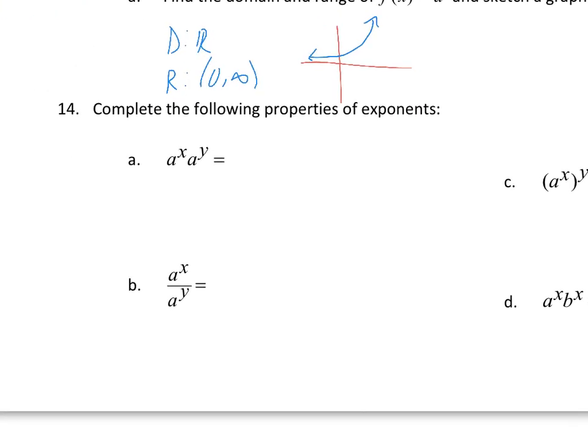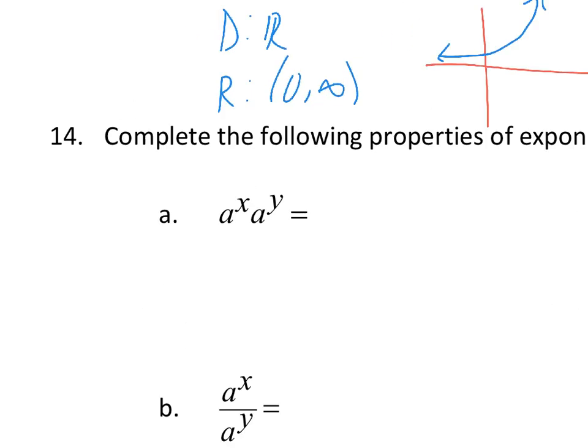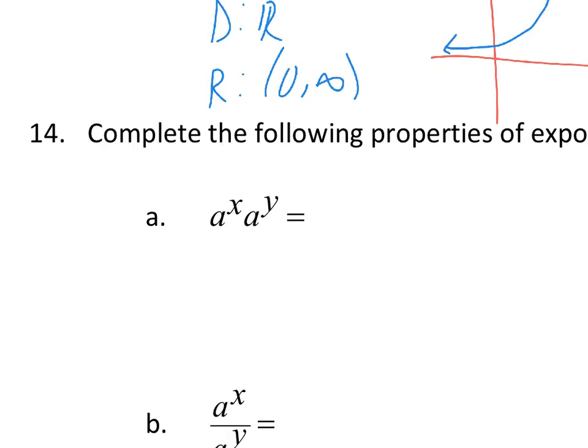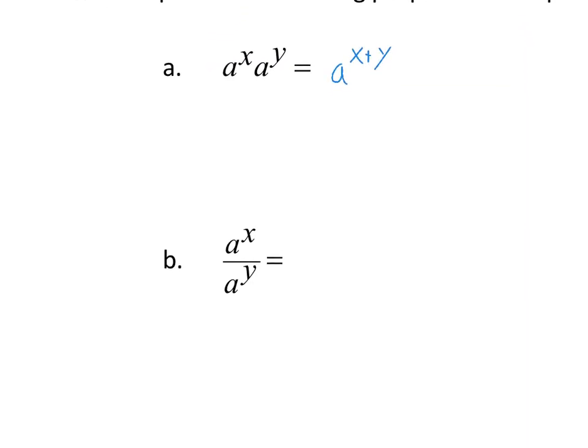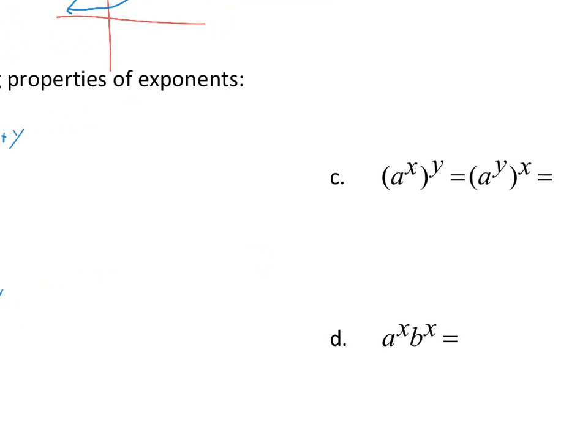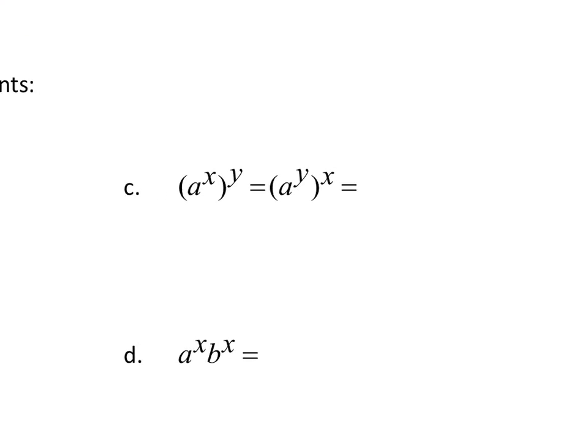Okay, complete the following properties. This is just saying, hey, if you multiply two numbers that have the same base, then you add the exponents. When you divide two numbers that have the same base, you subtract the exponents. These two things are equal to each other, and we call this power to a power, if you've ever heard that, and you just multiply the exponents together.